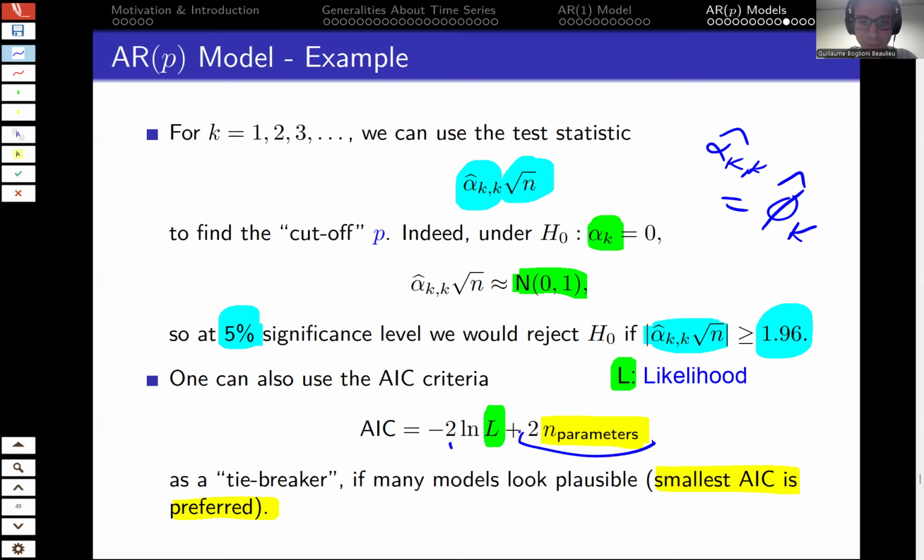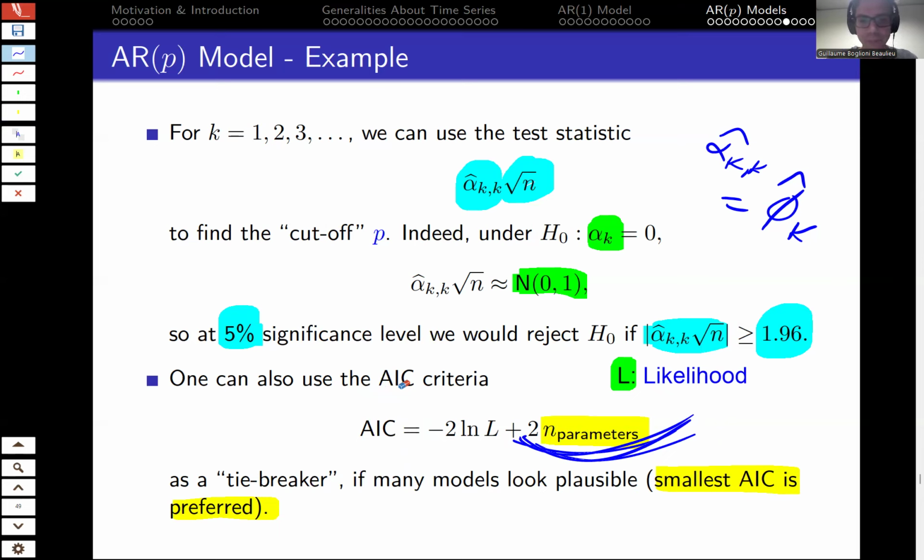Okay, you can really view this as a penalty for adding parameters to your model. If you have lots of parameters, you're going to make the AIC bigger, so you're going to make the AIC worse, because again, we prefer a small AIC. So this is a way to have a trade-off between a good fit, a big likelihood, or said otherwise, a small negative likelihood, and not too many parameters, because if you add more parameters, you're going to make this criterion worse.